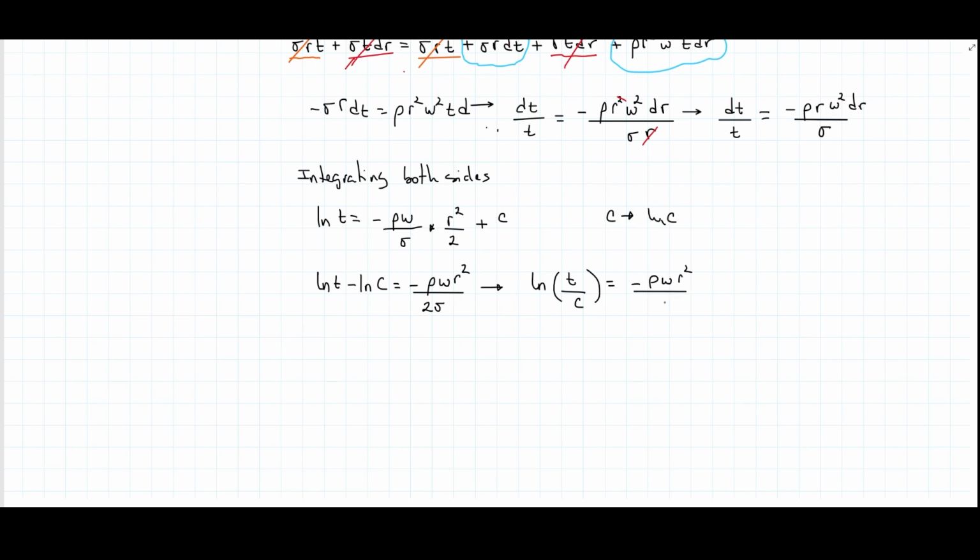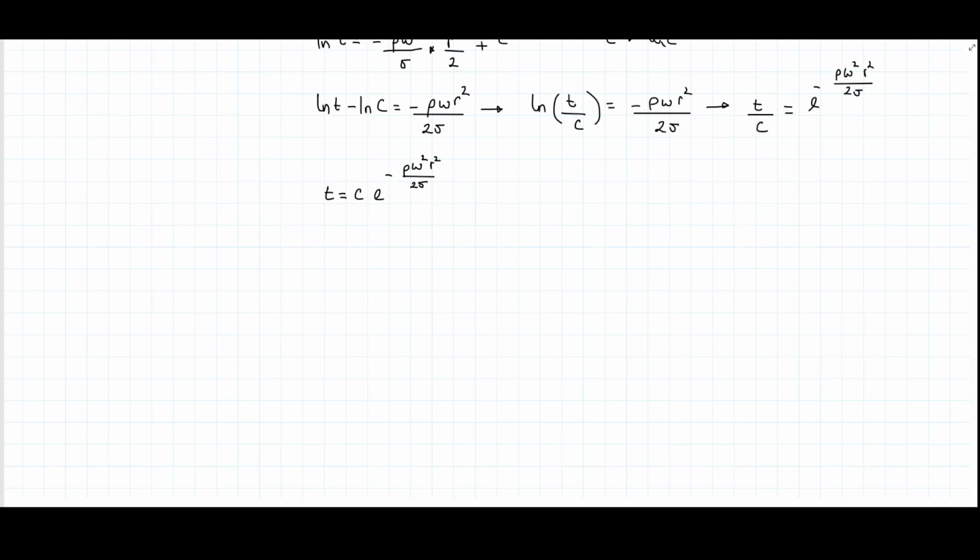Applying logarithm properties here, I can write this like this. Which means that I could then use the natural exponent to get rid of the natural logarithm here. And this is going to end up being this one here, with the density, angular velocity, radius divided by 2 sigma. And this is our equation.